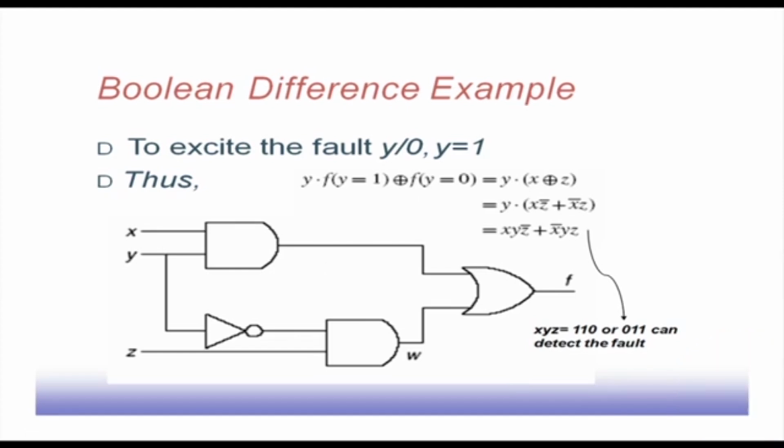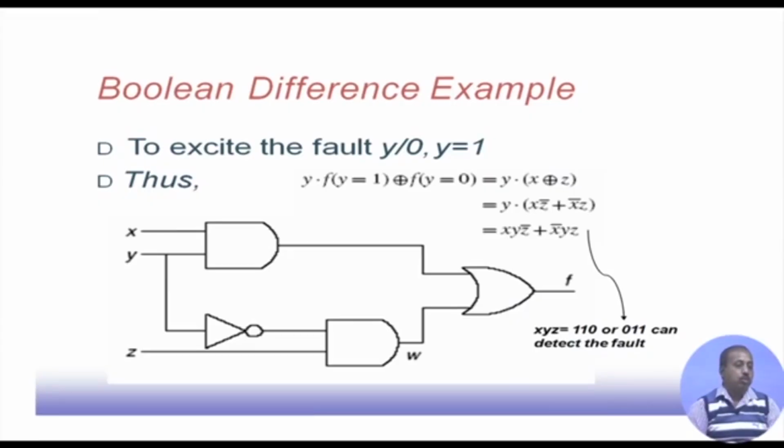As we have seen in the test generation process, there are two parts. One part is to excite the fault and the second part is to propagate the fault. For exciting the fault, we need the particular point to be set equal to the opposite of the fault that we are going to detect. Since in this case we are going to detect y stuck at 0, we would like to put y equal to 1. This is one condition to be satisfied. The second condition is that the XOR of faulty and fault free circuits should be equal to 1. That is given by the differentiation of f with respect to y, that is, f with y equal to 1 XORed with f with y equal to 0.